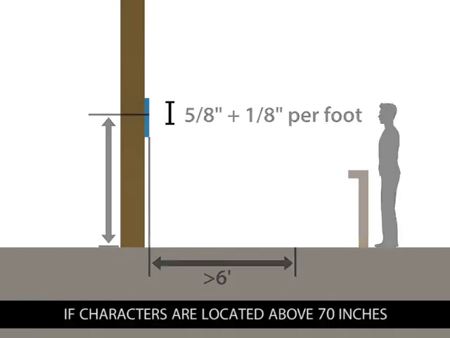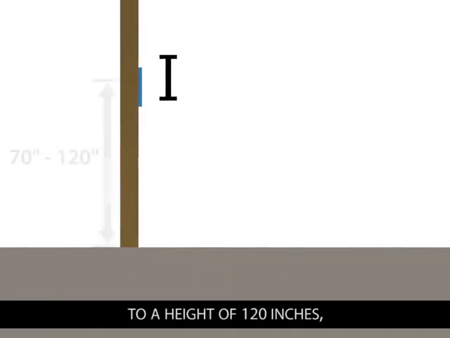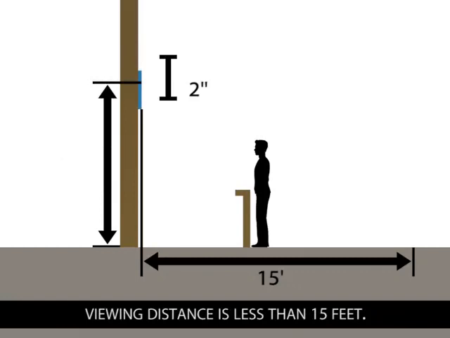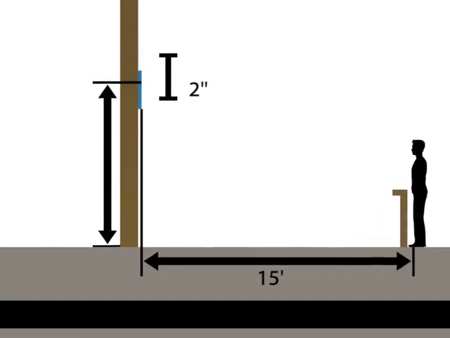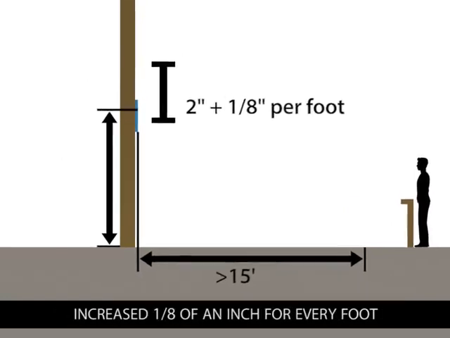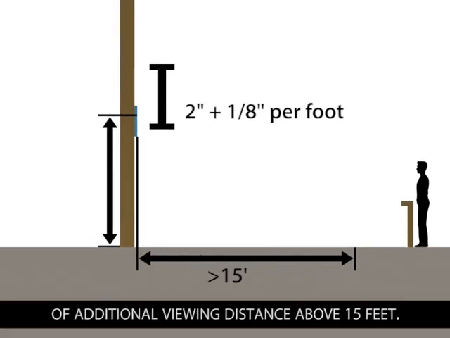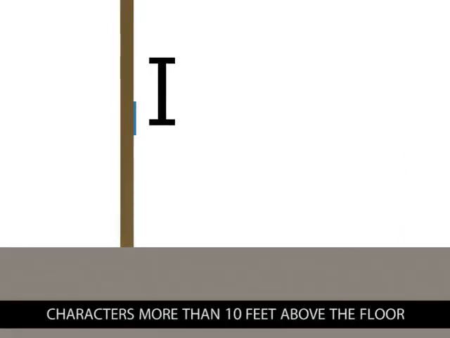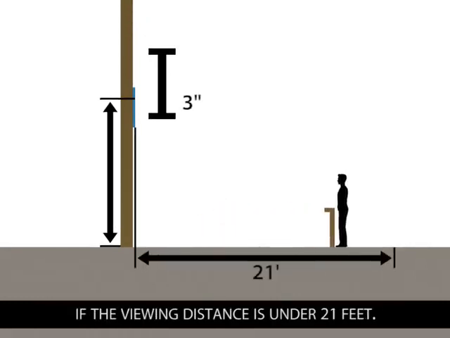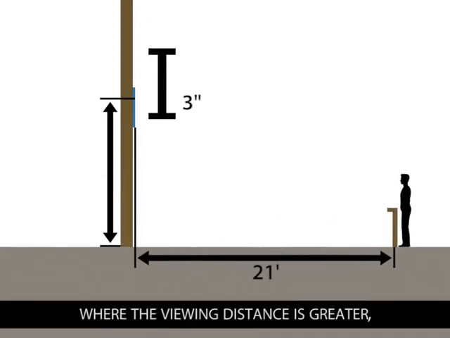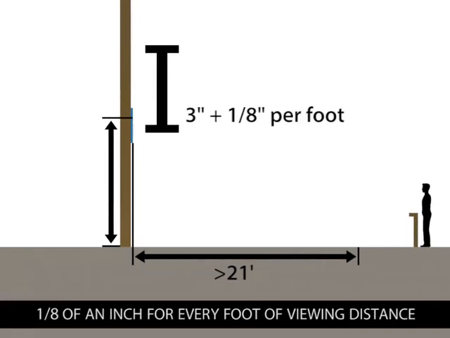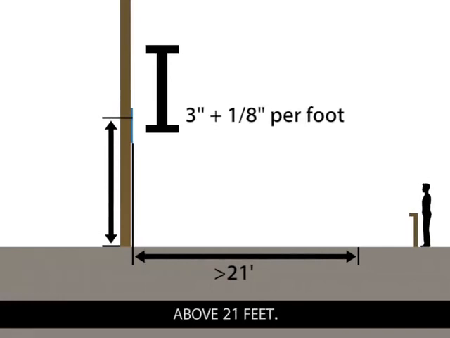If characters are located above 70 inches to a height of 120 inches, they must be at least 2 inches high where the viewing distance is less than 15 feet. If the viewing distance is greater, then the minimum character height must be increased 1/8 of an inch for every foot of additional viewing distance above 15 feet. Characters more than 10 feet above the floor or ground must be at least 3 inches high if the viewing distance is under 21 feet. Where the viewing distance is greater, the minimum character height is increased 1/8 of an inch for every foot of viewing distance above 21 feet.